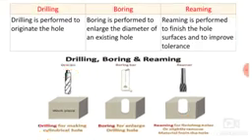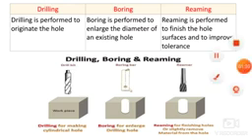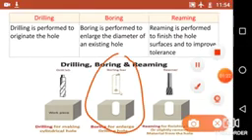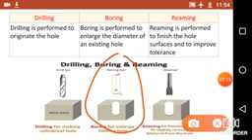Now the second operation, that is boring operation. Boring is performed to enlarge the diameter of an existing hole. Here with the second diagram you can see the boring operation. For the boring operation, a boring bar is used. That means before boring operation you have to carry out a drilling operation and prepare a hole. After that you can perform the boring operation, which is used to enlarge the diameter of that hole.